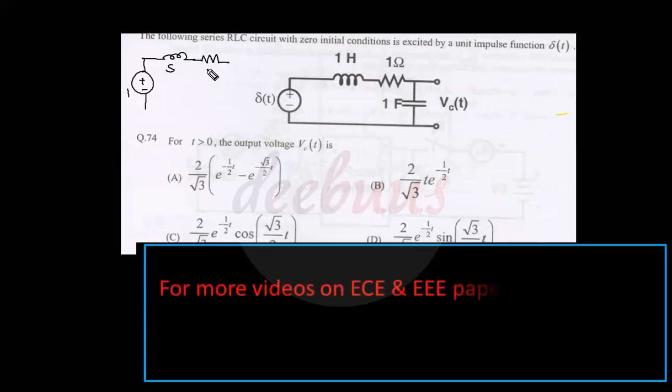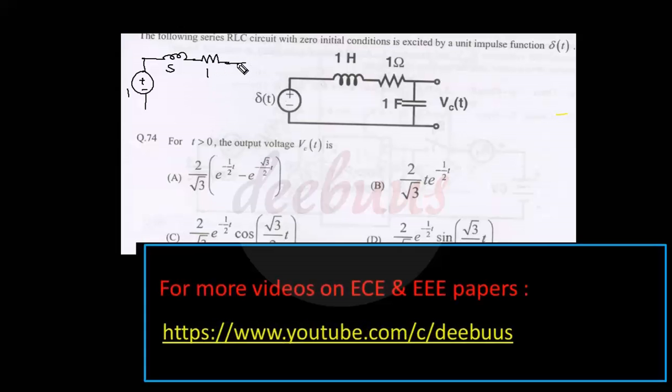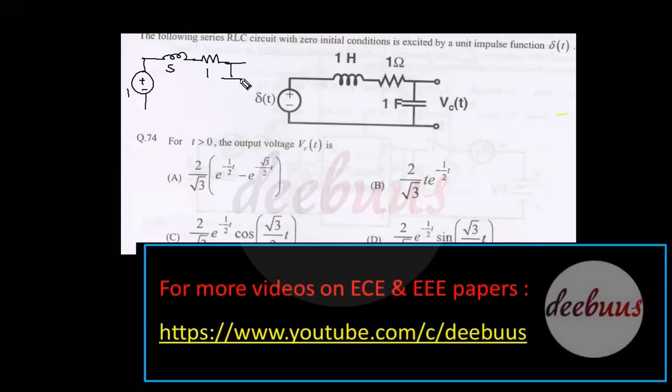Delta(t) converts to 1. Next the inductor, sL, that is s. Next the resistance, that is 1. And next 1 by sC, so that turns out to be 1 by s. So the equivalent frequency domain or S domain figure turns out to be in this way. This is Vc(s). This is Vi(s). Now we can evaluate the expressions.